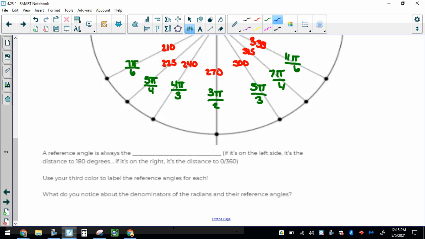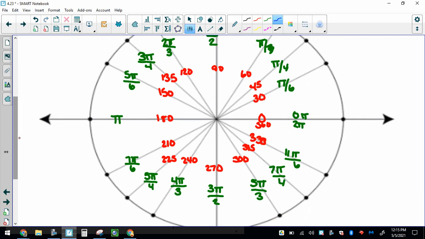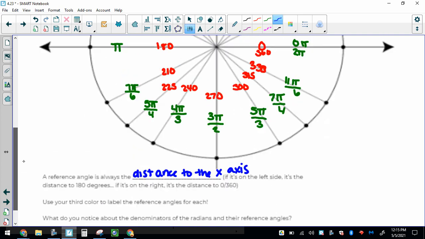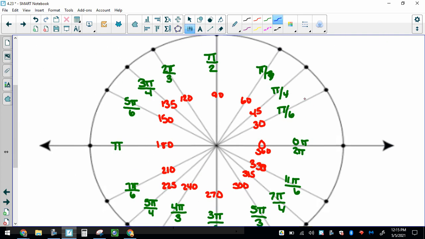All right, now another thing that we want to talk about that's only going to apply to you if you go on to something like pre-cal. A reference angle is always the distance to the x-axis. And we think of this in degrees because that's what your brain is best at. If it's on the left side, it's the distance to 180, because it's how far away from this angle we are. If it's on the right side, it's how far to 0. So I just want to talk about this real fast. And I'm going to put it out here, all right?